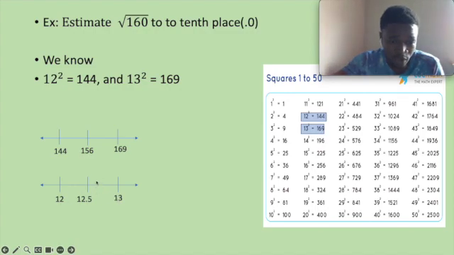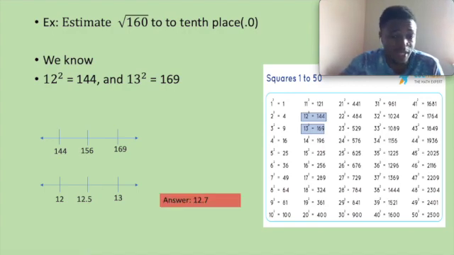And we know the number we're looking for would be right here for us to be able to get that 160. So in saying that, since we're estimating, we could roughly say somewhere right here would give us 12.7. And that's kind of the logic behind it, right?